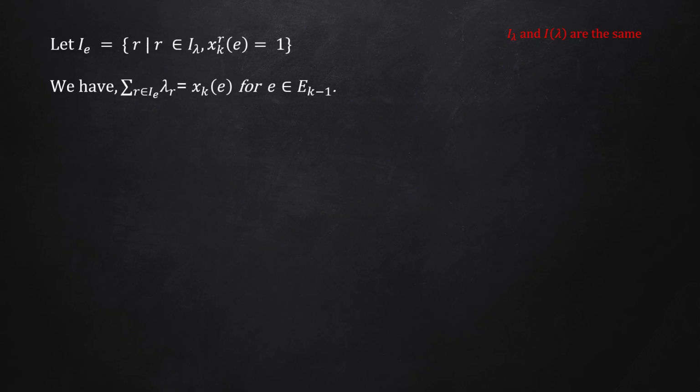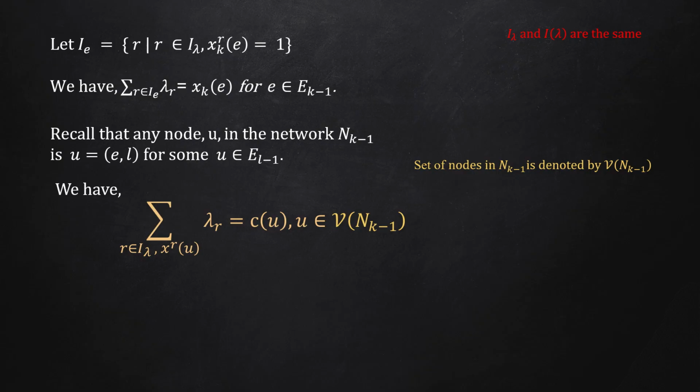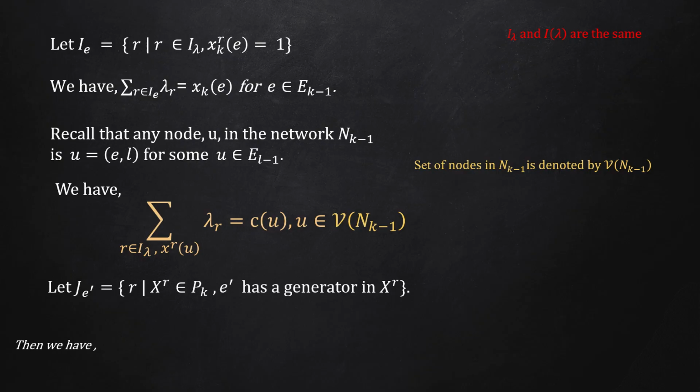We need some notation here. Let the set of all pedigrees ending in E be denoted by I suffix E, a subset of I lambda. We have lambda saturates the node capacity, Cu, for any node U in the network N_{k-1}. Let J suffix E prime denote the subset of pedigrees that have a generator of E prime. Now we can write U^k_{E prime} equals the sum over R in I lambda intersection J suffix E prime, of the product lambda_R times I_U^R.